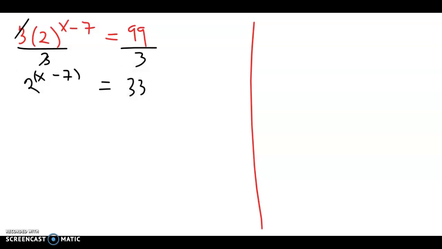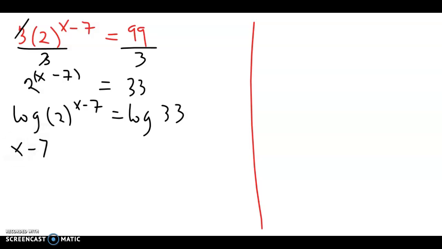Now, after you've done that, you're going to take log on both sides of the equation. With the basic rule of log, if you take log of an exponential term, the exponent will drop down. So x minus 7 will drop down times log of 2, and you have your log of 33.